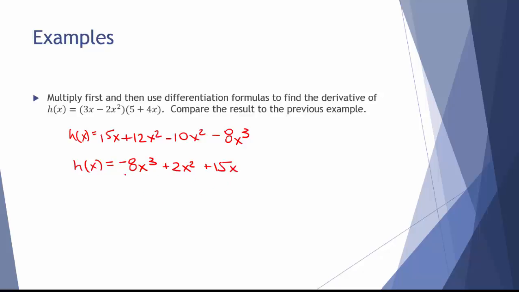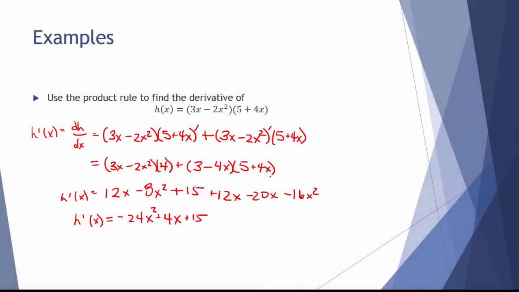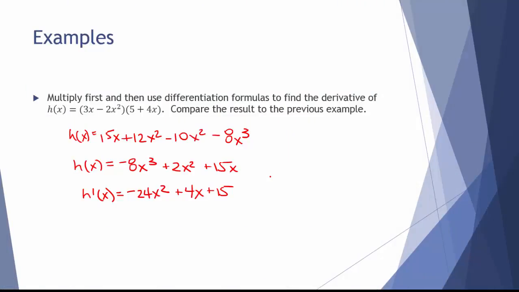So now we can take the derivative of h by using just the sum and difference rules and the power rule and the constant multiple rules. So the derivative of negative 8x cubed is negative 24x squared. The derivative of 2x squared is 4x, and the derivative of 15x is 15. Compare that to the previous answer. Sure enough, they're the same. In both cases, we get negative 24x squared plus 4x plus 15.